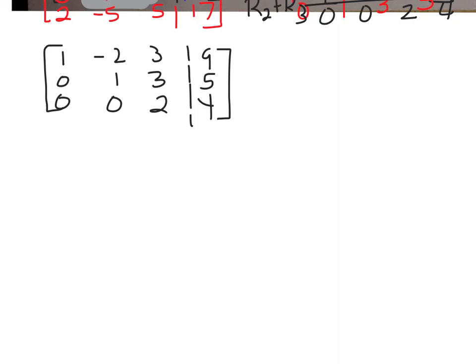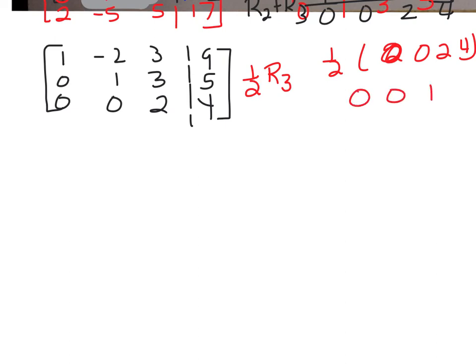Okay, let's see what we have. I have the 1 here, 0, 0. The 1 here in the middle, 0 below it. That's good. Now I need to get the 2 to become a 1. So I have to multiply row 3 by 1/2. So it's 1/2 row 3. So 1/2 of 0, 0, 2, 4 is going to be 0, 0, 1, 2.